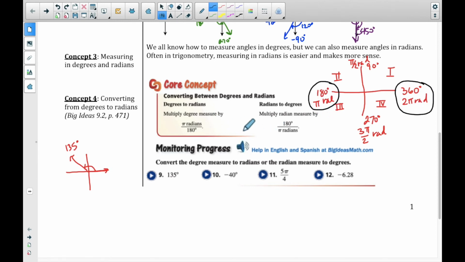And so that's what they're talking about here in this book page. I just cut and pasted this from the book. This is what they're talking about here on page 471 of the textbook. If you wanted some more examples, some more explanation, you should go there.